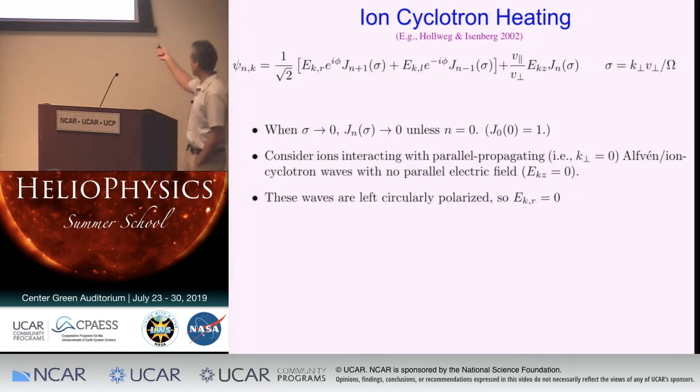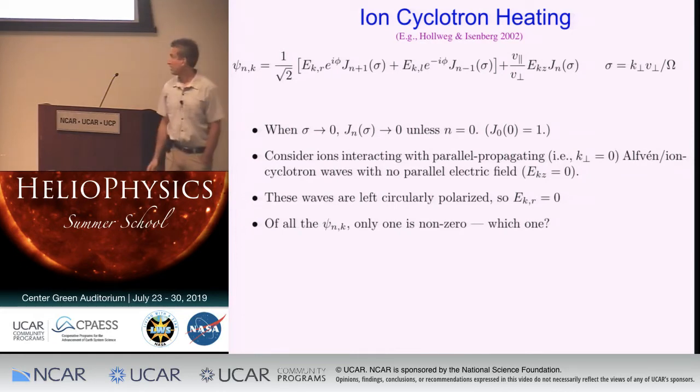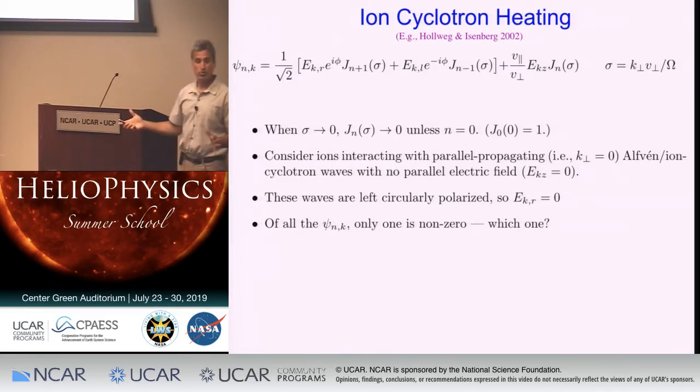Consider ions interacting with these parallel propagating Alfvén ion cyclotron waves with no parallel electric field. So EKZ is zero. These waves are, it turns out, you can show this, left circularly polarized. So that means if you look at these terms here, EKL is non-zero, EKR is zero. There's no right circularly polarized part of that wave. So my question to you now is the following. Of all the terms psi nk, and by all the terms I mean n can be any integer from negative infinity to positive infinity, there is only one value of n for which psi nk is non-zero. Which one? Which value of n?